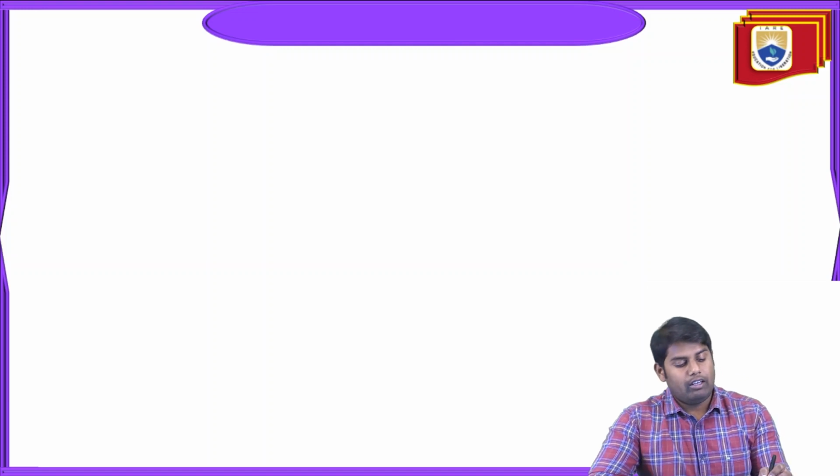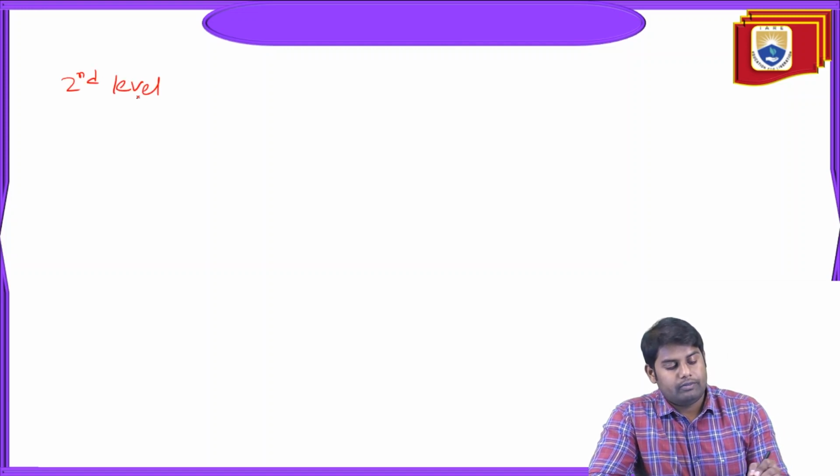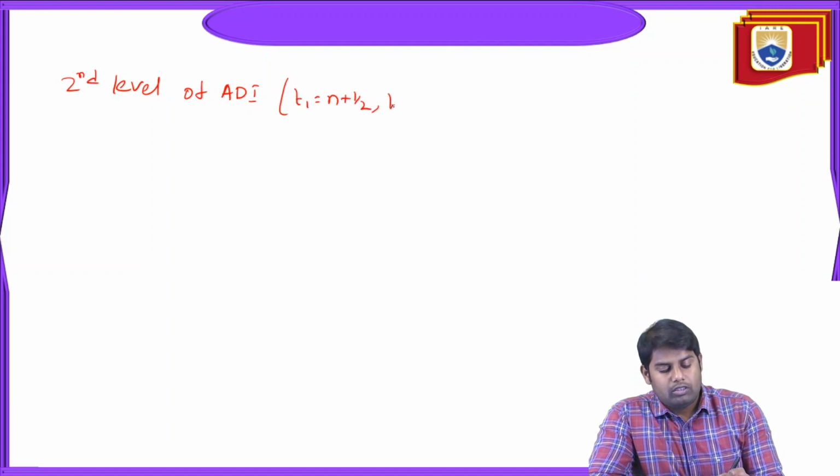So in the second level, what happens? In the second level of ADI, the time t1 will be equal to n plus half. Time t2 will be equal to n plus 1.